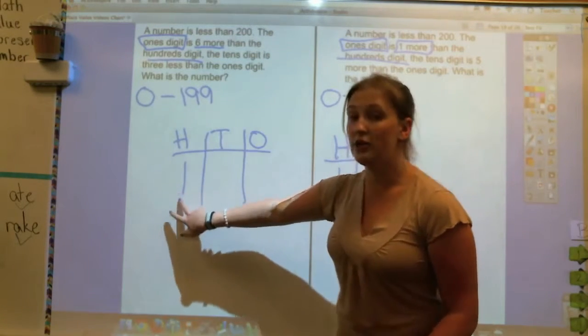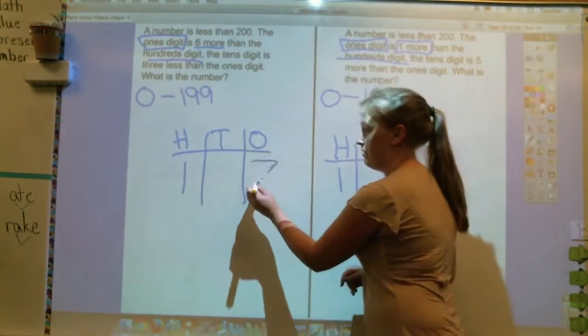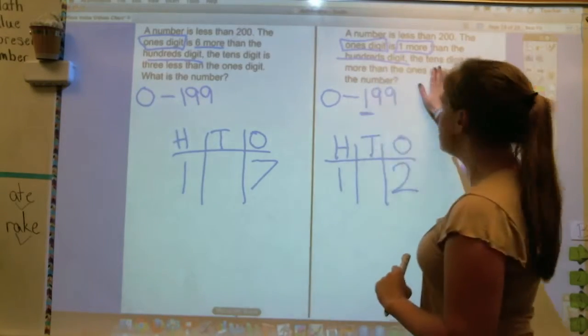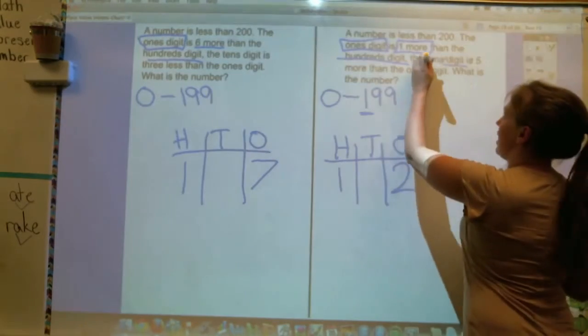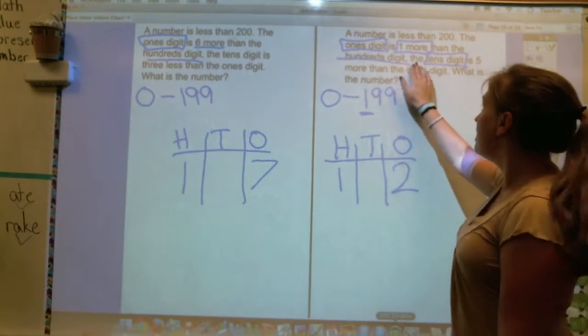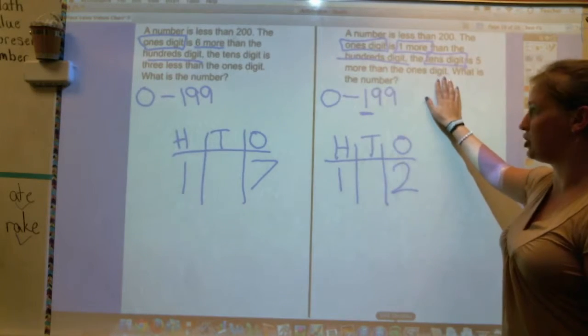Okay, well I know that 1 and 6 more makes 7. So I should have a 7 in the ones place. Okay, back to my problem. Now I'm going to talk about the tens digit. So the next part of my question reads, the tens digit is 5 more than the ones digit.